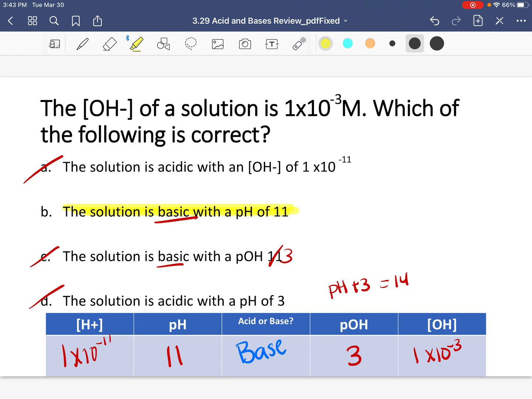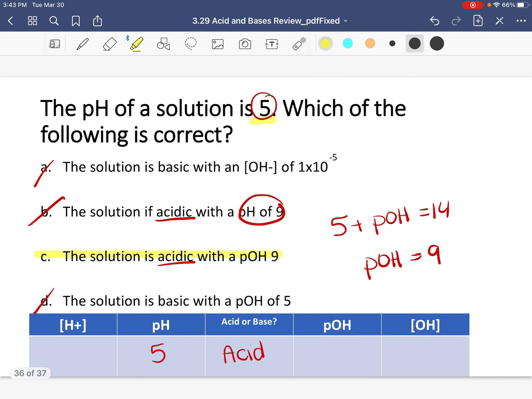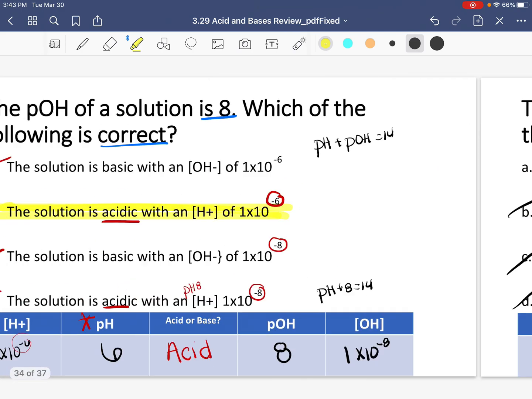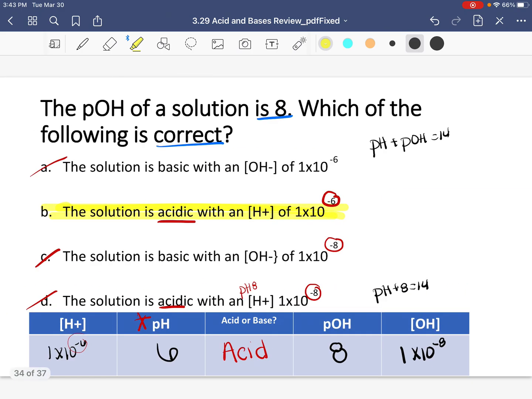So again, your pH being 11 and being basic, that makes sense. A pH greater than 7 is going to be a base. So again, just read the questions, make the connection from pH to pOH. Remember, pH plus pOH is 14. And use that process of elimination, guys.